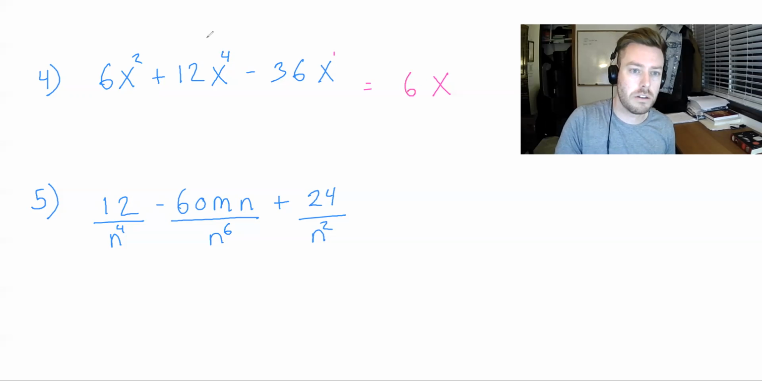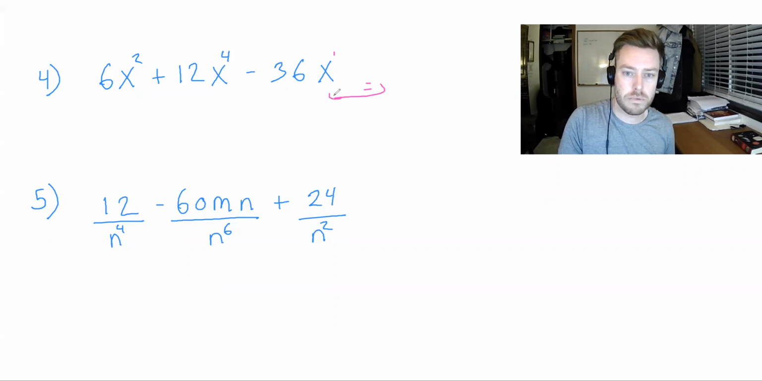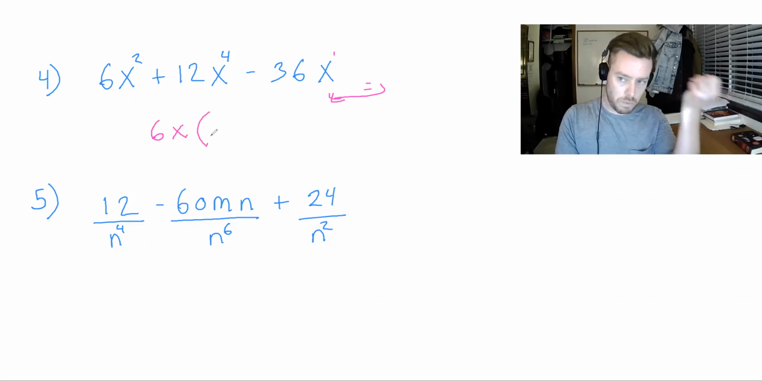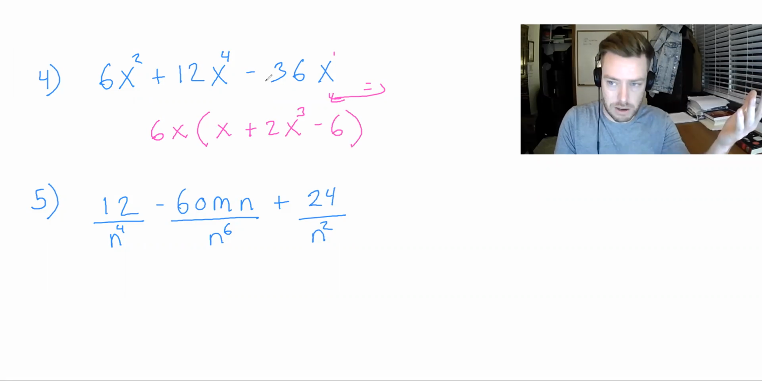And I'm actually going to erase this real quick and write this down here. So this is going to come down here. So this is going to be a 6x, and then we write down what we have pulled out, what is left, I should say. So this is going to be an x plus 2x to the 3 minus 6, right? And if you factor this in, you should get your original equation.